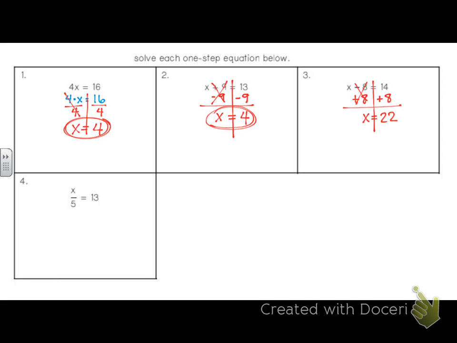Alright, and then my last example has a little bit of division going on. So this is x divided by 5 equals 13. So again, I'm going to draw my line so I can keep it balanced. Now to isolate x, or to get it by itself, I have to undo dividing by 5. The inverse of dividing by 5 is multiplying by 5. So I'm going to multiply each side by 5. This side cancels and leaves me with just x equals 13 times 5 is 65.